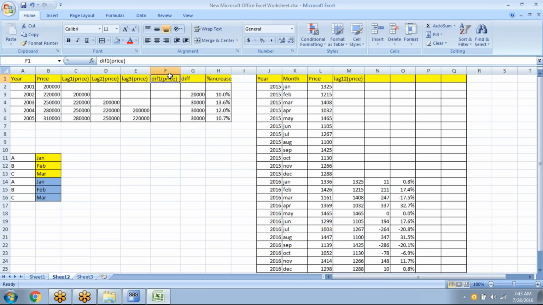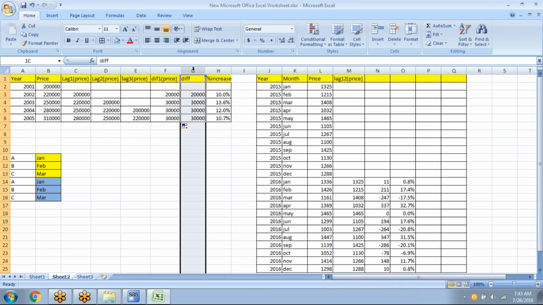If I say diff 1 of price, what it does is it will take the difference of the current record and the previous record. So these calculations you are manually doing, this minus this, right? No need of doing that. If you say diff 1 of price, it will take the difference of current record minus previous record. And here also it will take the difference of current record minus previous record. So in the same way it will apply.